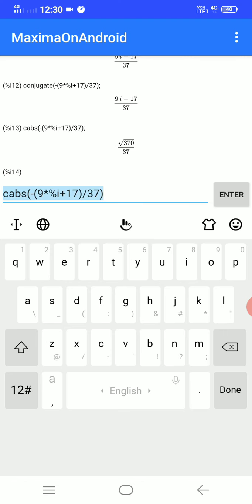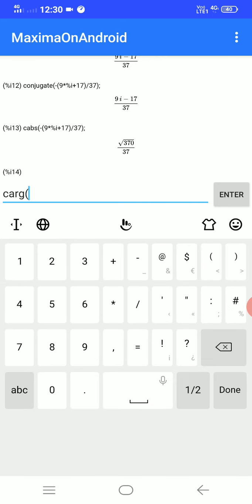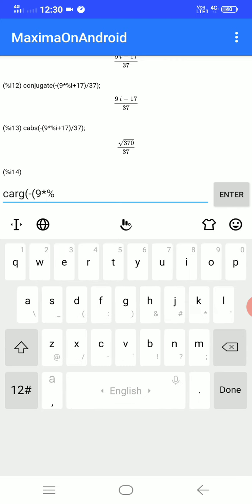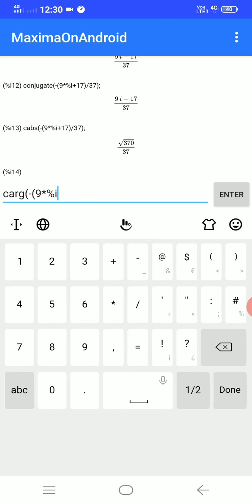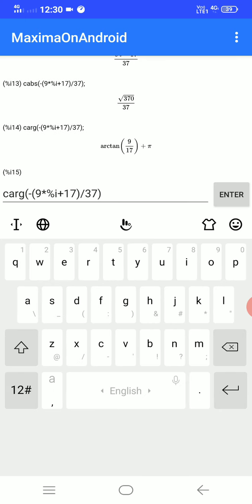Next, argument. Use the syntax for argument, carg of minus in bracket 9i, where there is multiplication, so use star, i written as percentage i, plus 17, bracket complete, divided by 37, bracket complete, then enter. We get the principal argument of minus (9i plus 17) upon 37 as arc tan 9 upon 17 plus pi.